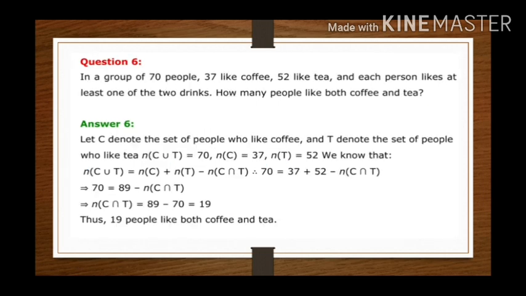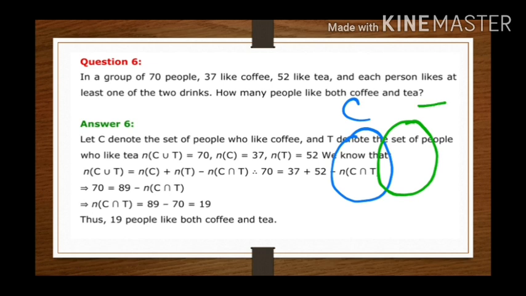Now question number 6. In a group of 70 people, 37 like coffee, 52 like tea, and each person likes at least one of these two drinks. How many people like both tea and coffee? So again, suppose this is the collection of the people who like coffee. This is the collection of the people who like tea.